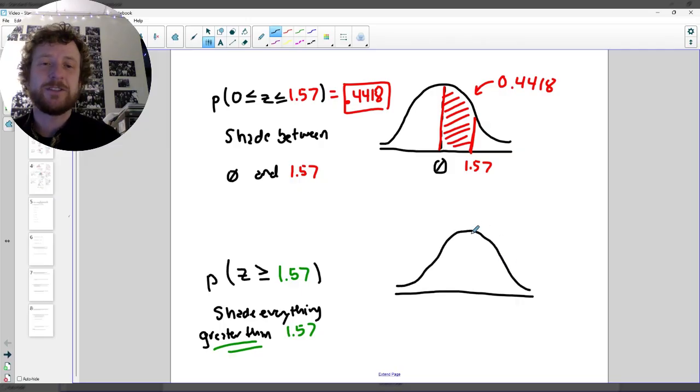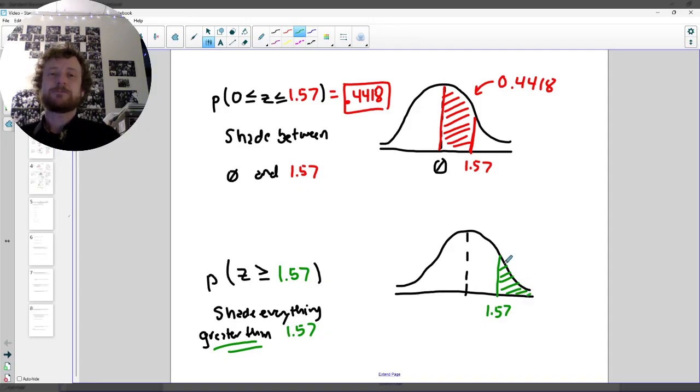There's kind of two hurdles to clear here. Number one, what is this saying? Okay, well, that says shade greater than. And the second hurdle is, okay, cool. I've shaded. Now how do I use the chart? So here's 1.57. I'm shading everything greater than.